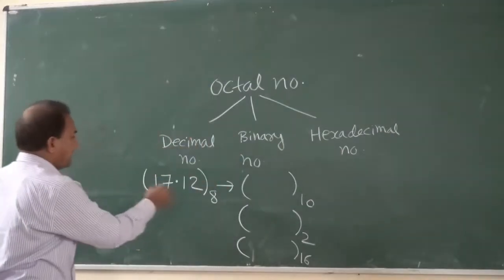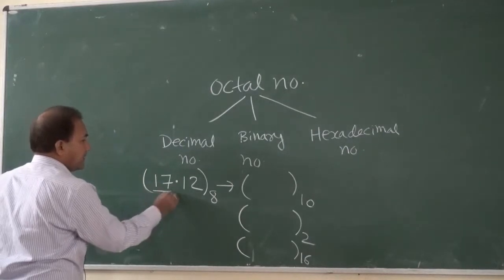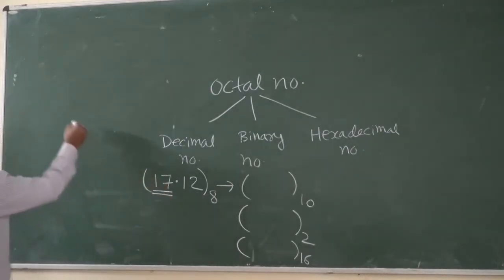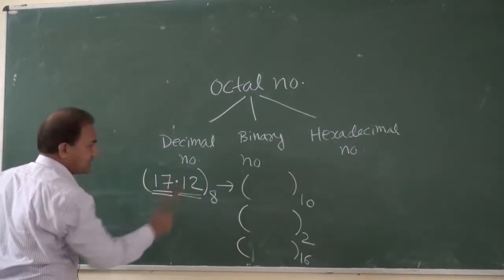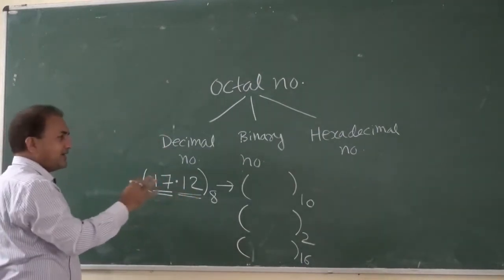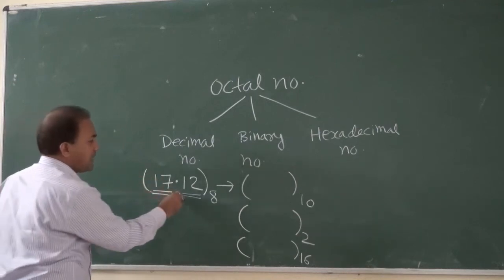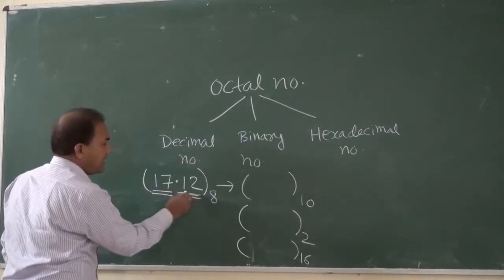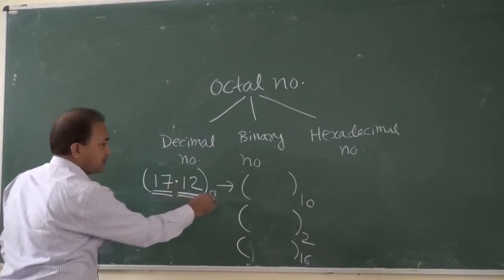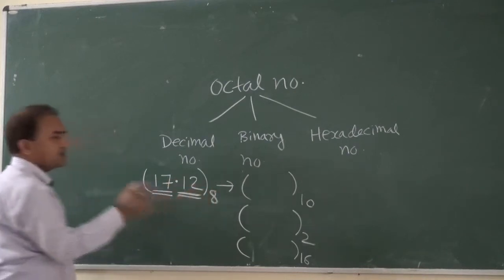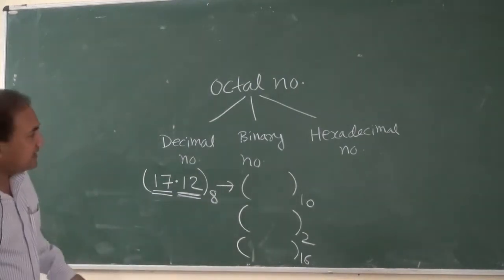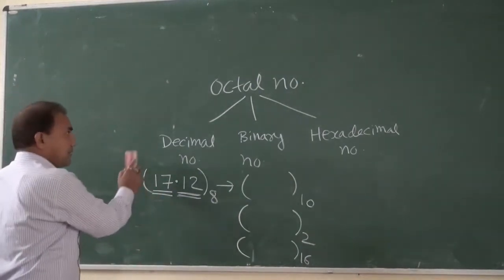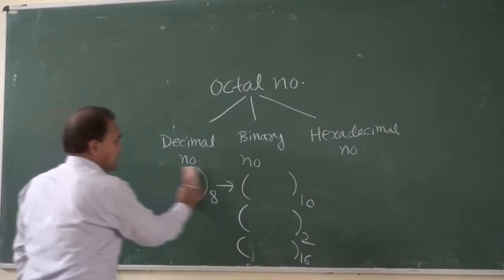You can convert like this. Just as we have seen in decimal number how you can convert to other number systems when there were fractions, in that way you can convert. Just you have to multiply. You have to multiply 0.12 with 8, and you have to see the integral part like the previous one. So in this way you can convert octal number to other numbers.